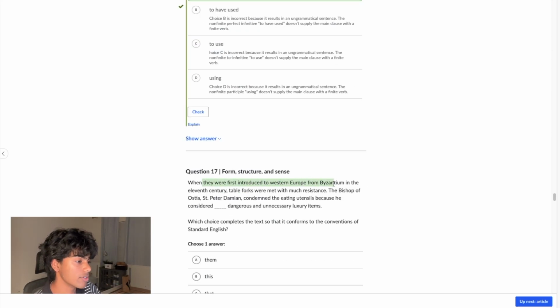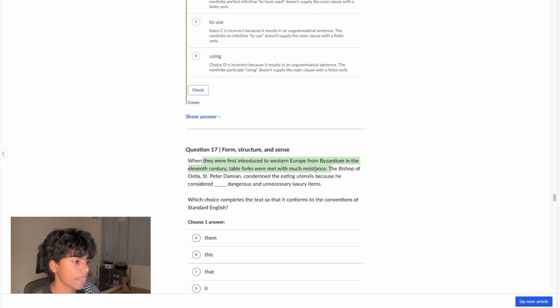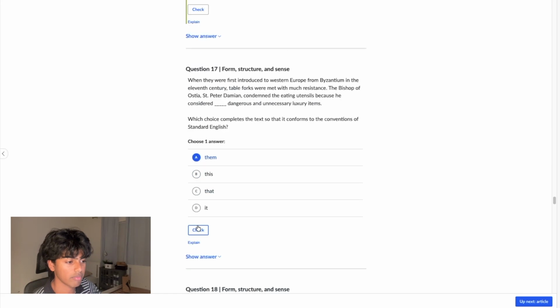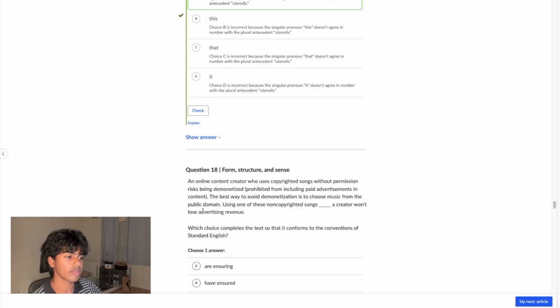So when they were first introduced to Western Europe, and we're looking at them, this, that, or it. Okay. The bishop condemned the eating utensils because he considered. So we're talking about the eating utensils. Consider the eating utensils. Consider this, that, it, or them. Them, because they're plural. Okay.